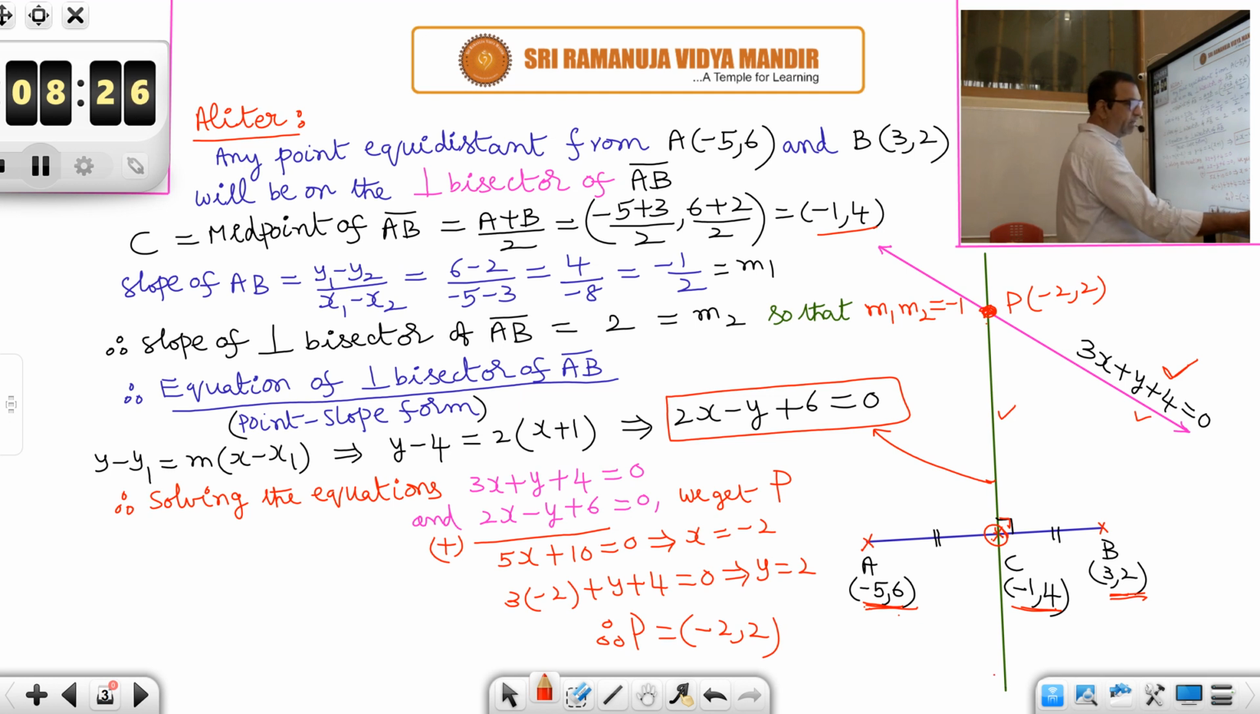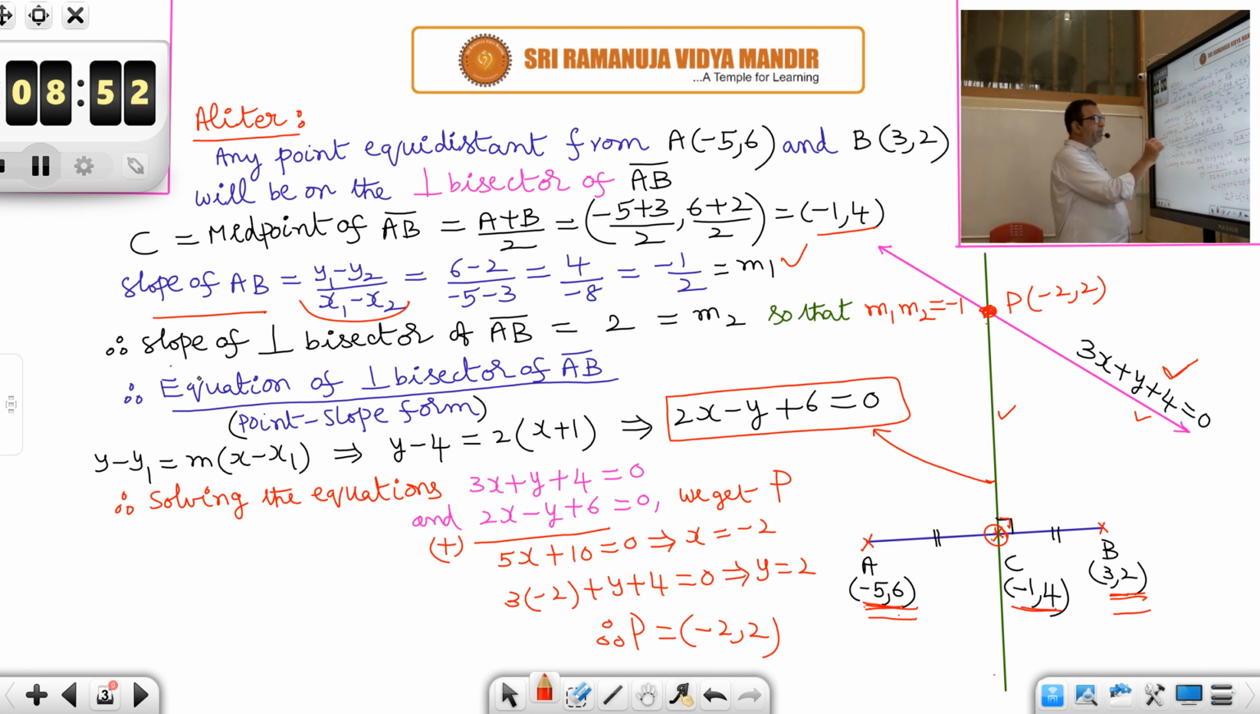So now I have to find the perpendicular line to AB. So first let me find the slope of AB. Slope of AB, difference of y coordinates by difference of x coordinates. A and B are known, so you can find the slope easily. 6 minus 2 by minus 5 minus 3. So 4 by minus 8, that is minus 1 by 2. That is the slope of AB.